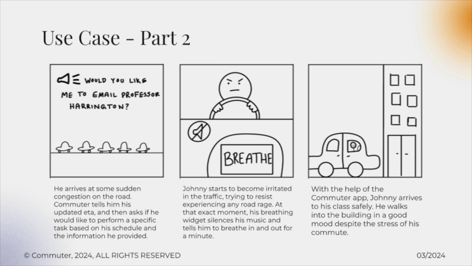Johnny starts to become irritated with the traffic, trying to resist experiencing any road rage. At that exact moment, his breathing widget silences his music and tells him to breathe in and out for a minute. With the help of the Commuter app, Johnny arrives to his class safely and in a better mood than he was when he left.